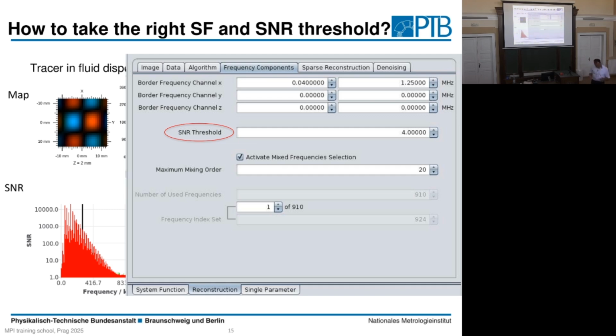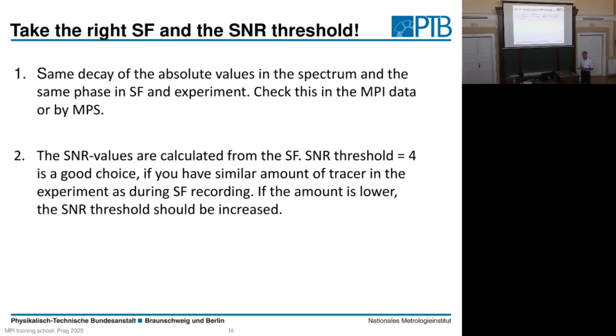Yes, and to show you where you can find this, it is the SNR threshold in the parameters. Okay, I say it once more: we have to compare the spectrum of the system function with the spectrum of the state of the particles in the experiment, and they should match. It makes no sense to make a reconstruction if we do not match it.